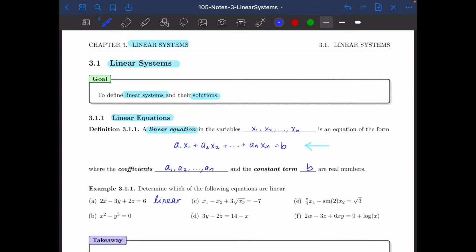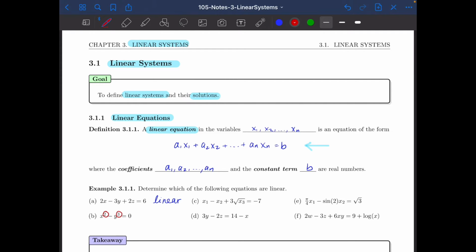In part B, we have x squared minus y cubed equals 0. This equation is not linear because the variables in a linear equation are not raised to a power other than 1. And here we have x, one of the variables, raised to the power of 2, and y, another variable, raised to the power of 3. So part B is not linear.